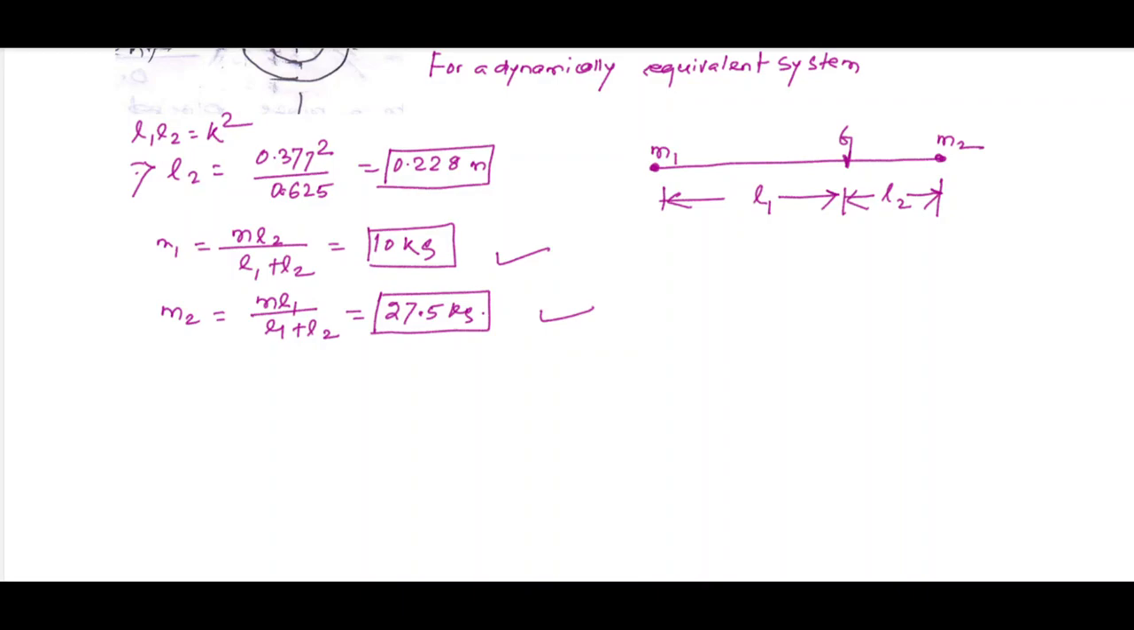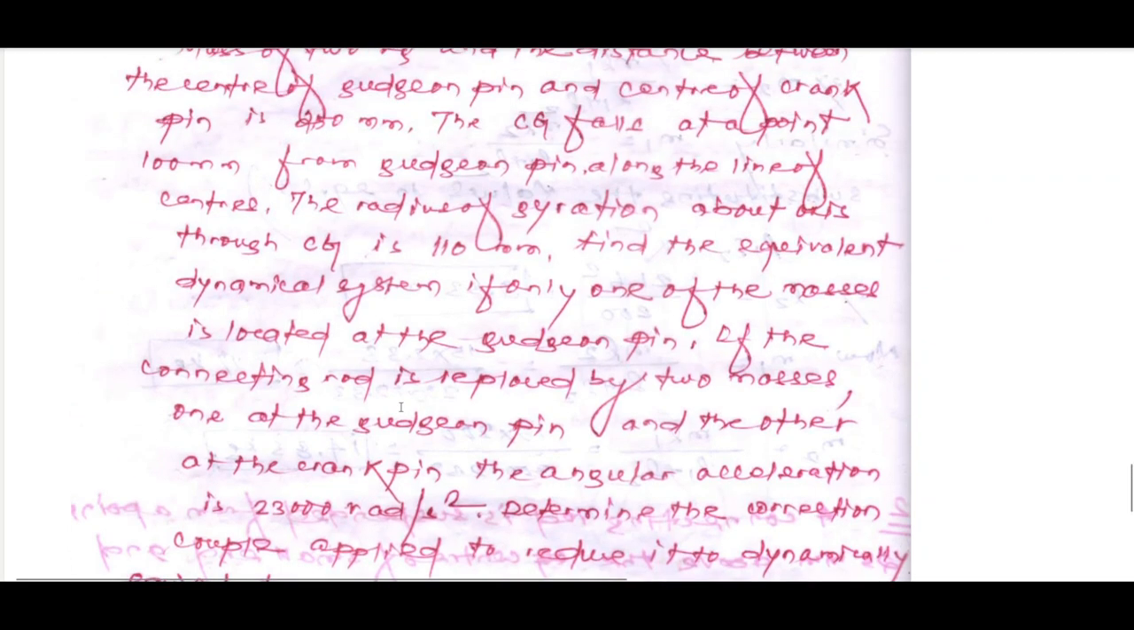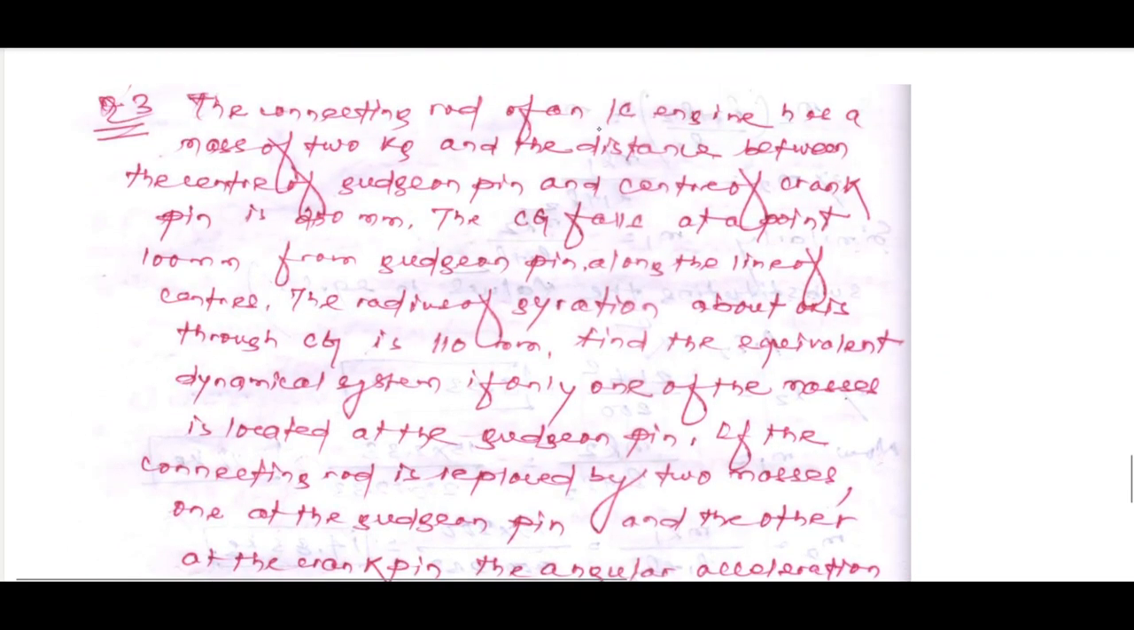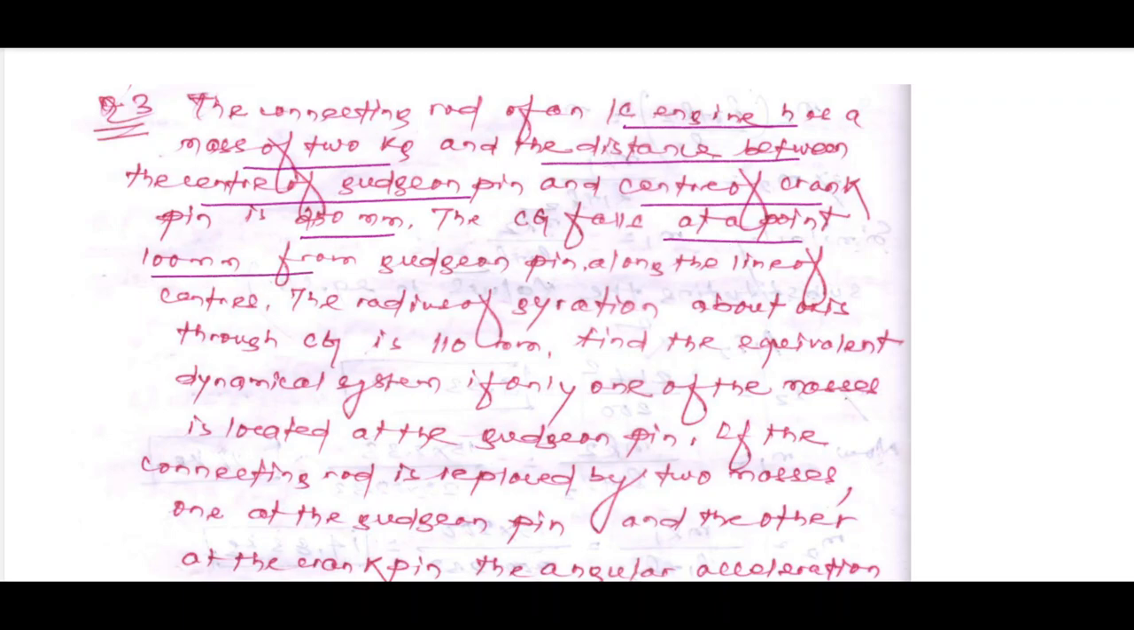And if you proceed further, let's say another example. It is given here, you can see that the connecting rod of an IC engine has a mass of 2 kg and the distance between the center of gudgeon pin and the center of crank pin is 250 mm. The CG falls at a point 100 mm from gudgeon pin along the line of centers. The radius of gyration about axis through CG is 110 mm.